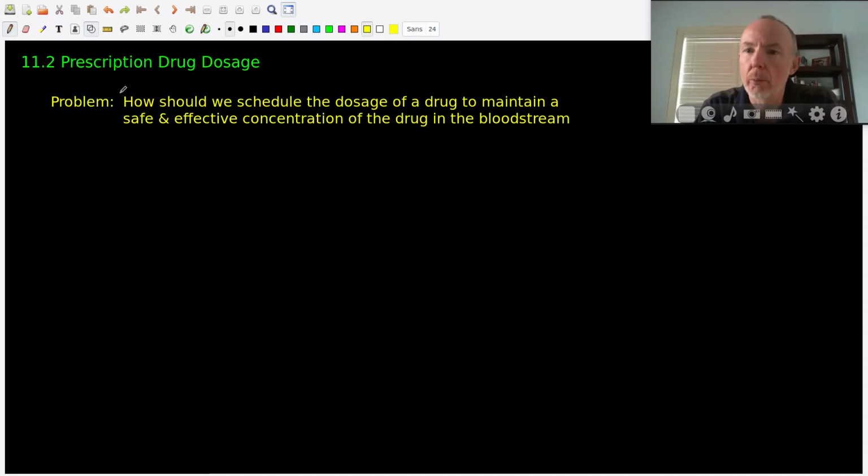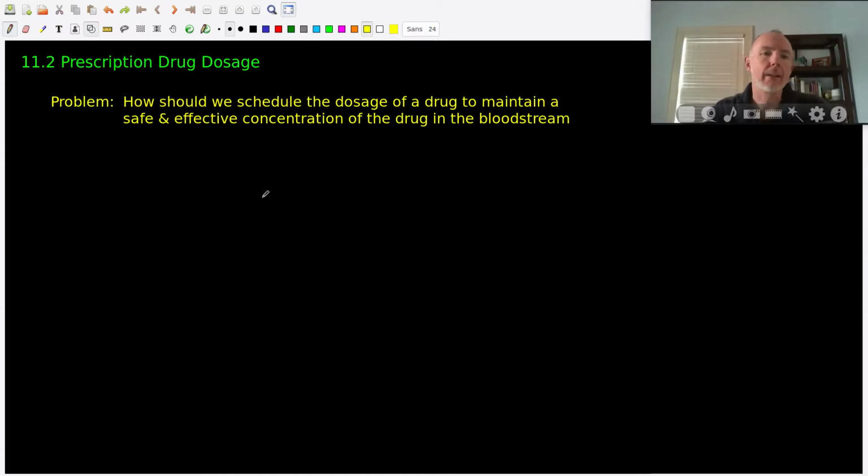So suppose that you need to take a regular prescription pill and you want to keep the amount of drug in the bloodstream, because that's how it's delivered to the cells. You want to keep the concentration of the drug in the bloodstream at a safe and effective level.